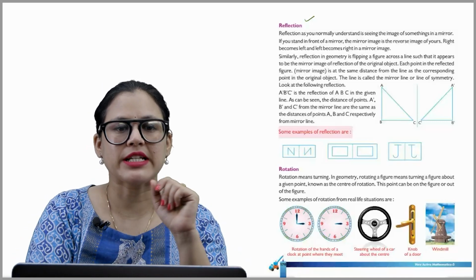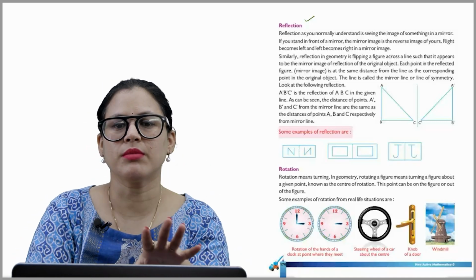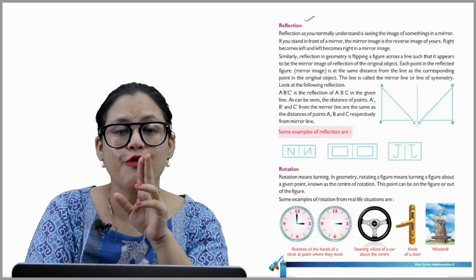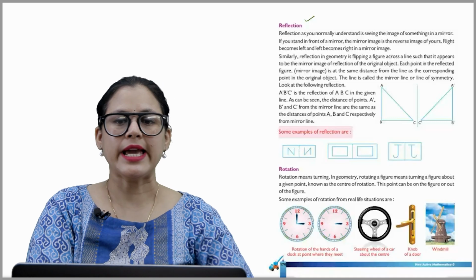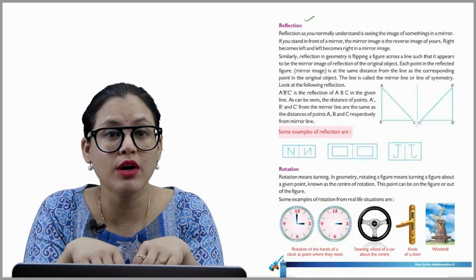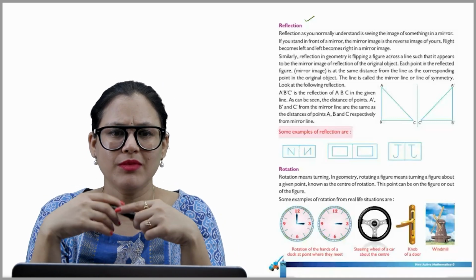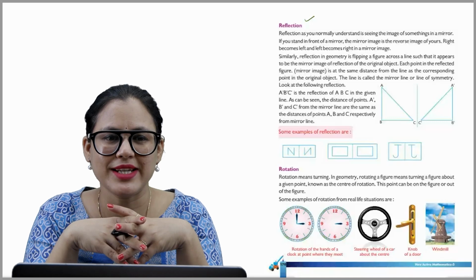Each point in the reflected figure, that is the mirror image, is at the same distance from the line as the corresponding point in the original object. The line is called the mirror line or line of symmetry. You have already learned about the line of symmetry, right?